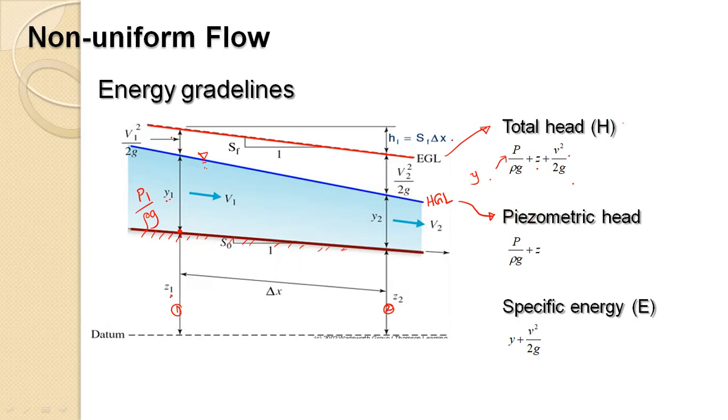Total energy is represented by the energy grade line. It is always going to be above the free surface because there is velocity head as well.